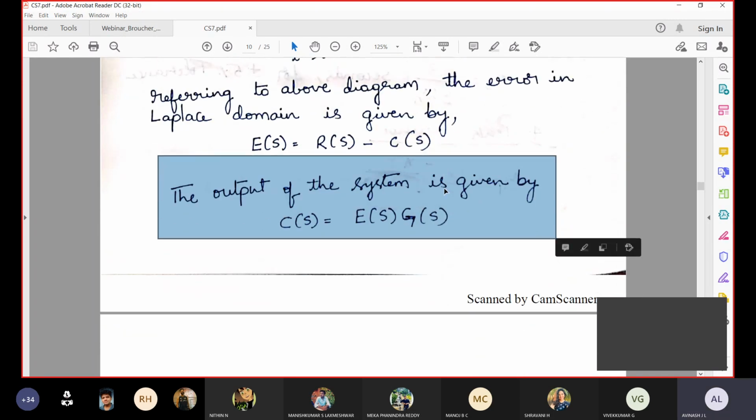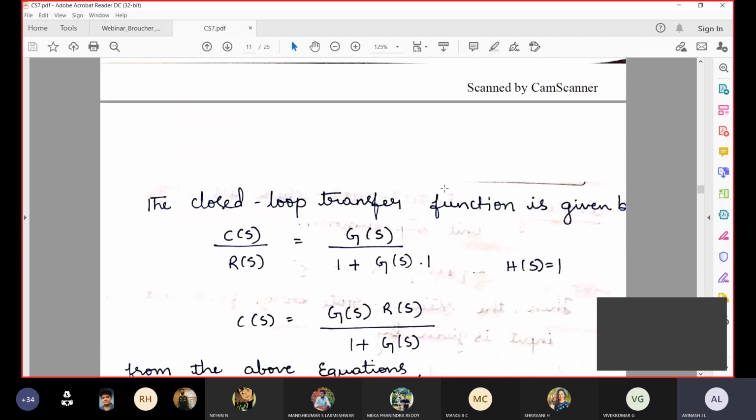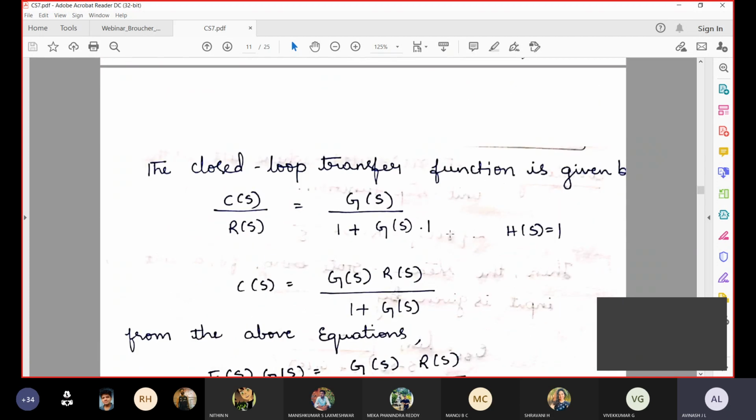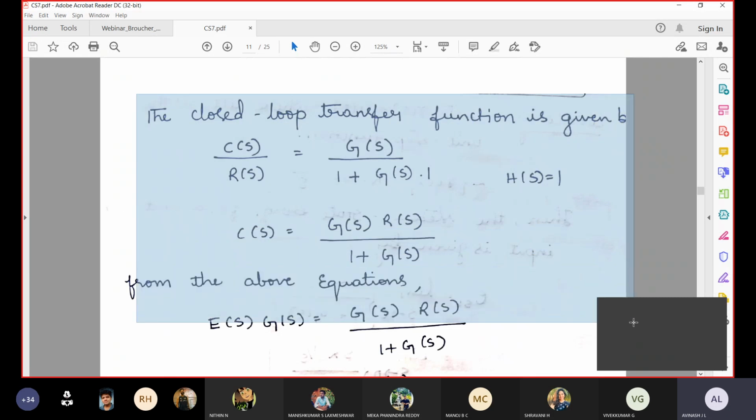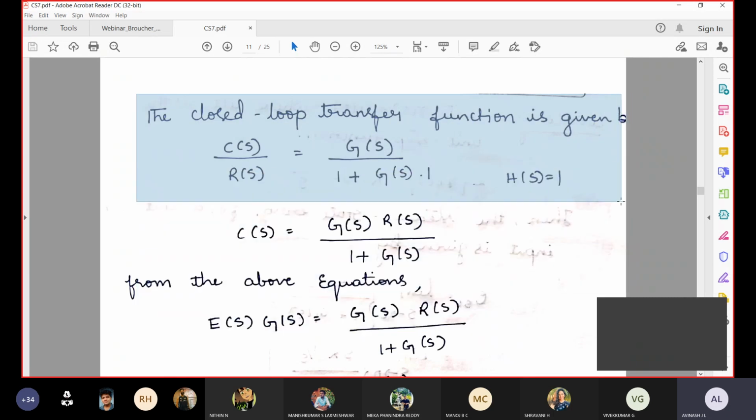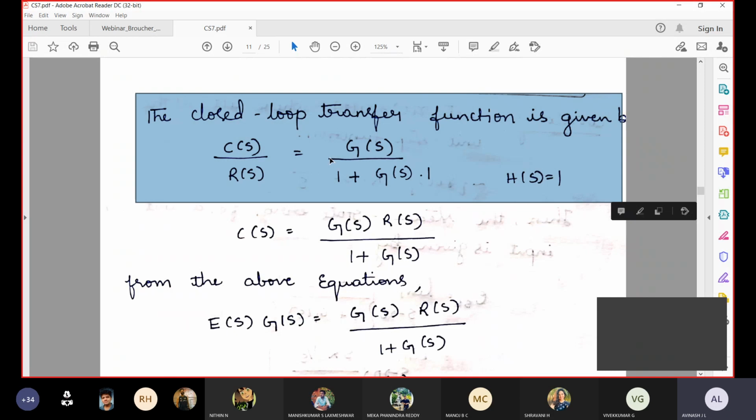So once you have taken this one, we'll go to the next thing, that is the closed loop transfer function. Okay. So now we can write this one, closed loop transfer function. Here we know that for a unity feedback, for the minor feedback loop, what is the thing we are going to write? G of s divided by 1 plus G of s into H of s.